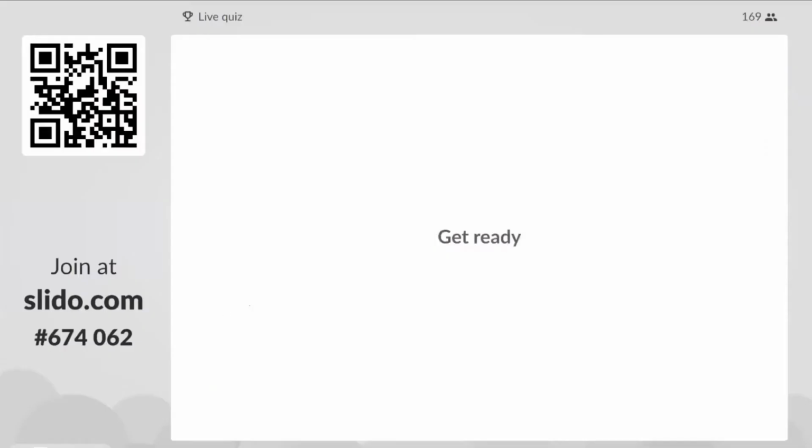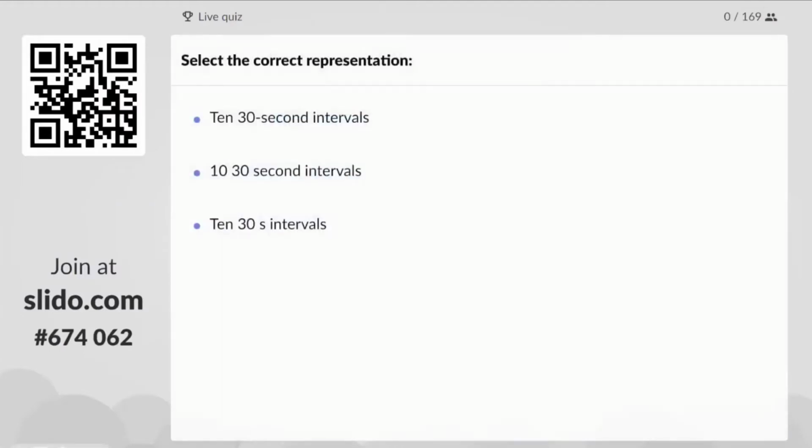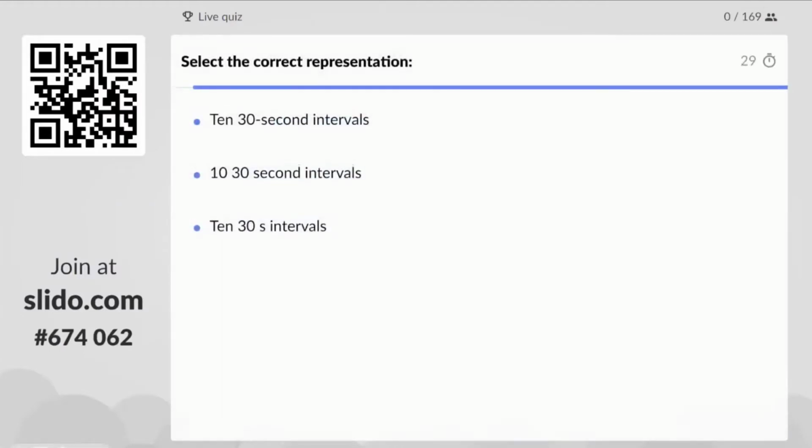Okay, so one more question on Slido. What is the correct representation of these words? Which of these is correct? This is very easy. Come on.